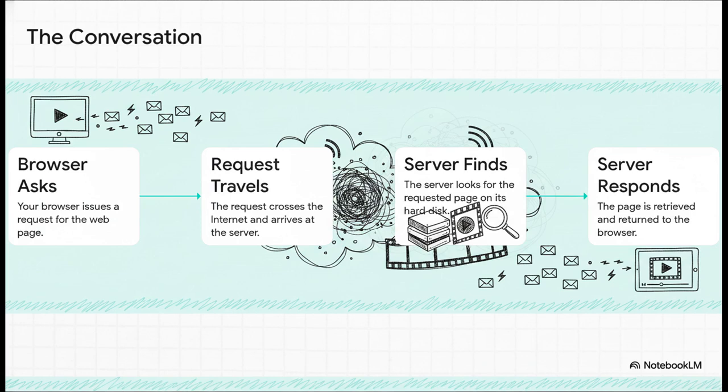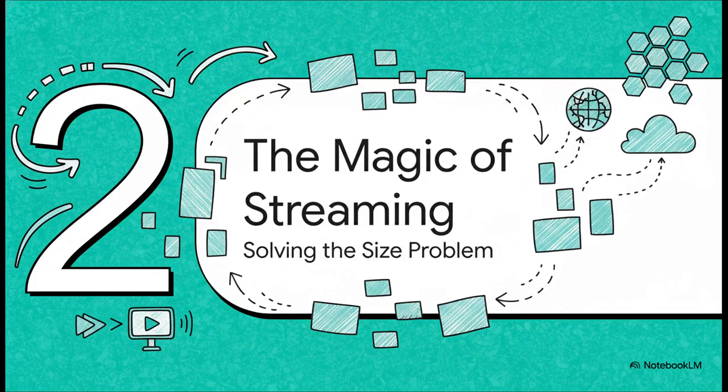Now, this worked perfectly for things like text and small pictures. But a whole movie? That's thousands of times bigger. How on earth does that get to you so fast? And that question leads us right to the first really clever idea that makes all of this possible. It's a concept that totally changed the game for how we use the internet.